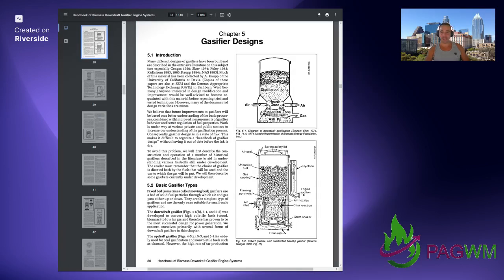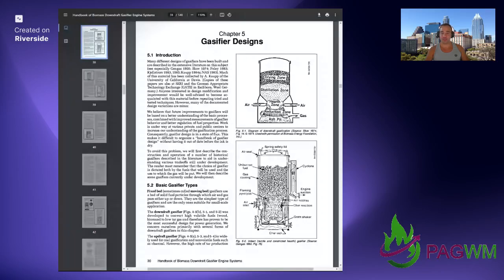We're talking about the Handbook of Biomass Downdraft Gasifier Engine Systems, and we're on Chapter 5. And so let's get right into it. Here's the introduction to gasifier designs. Many different designs of gasifiers have been built and are described in the extensive literature on this subject.